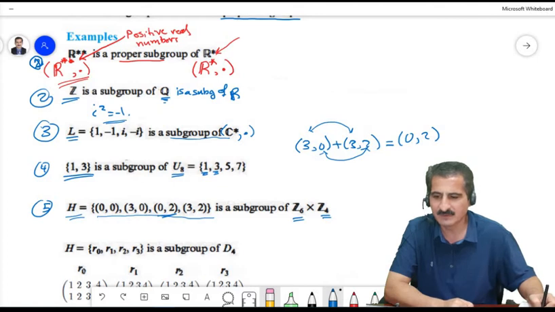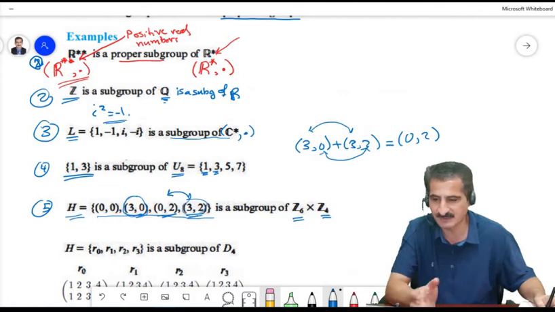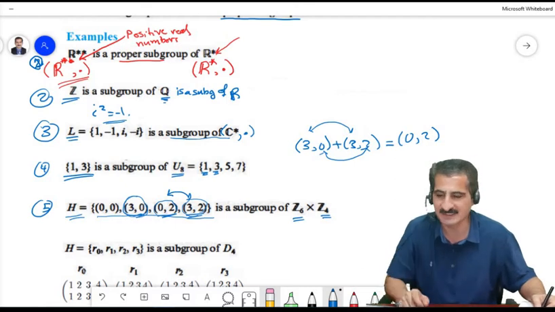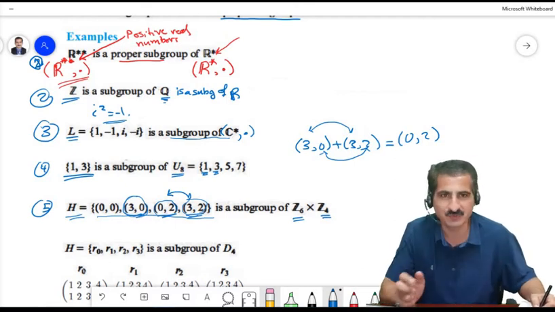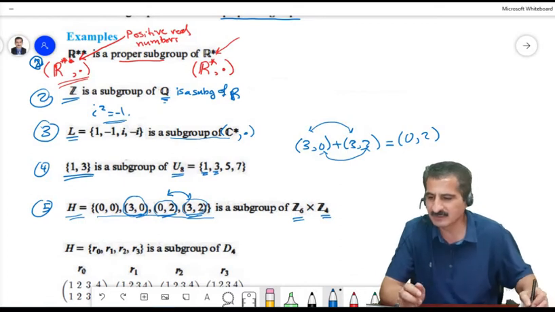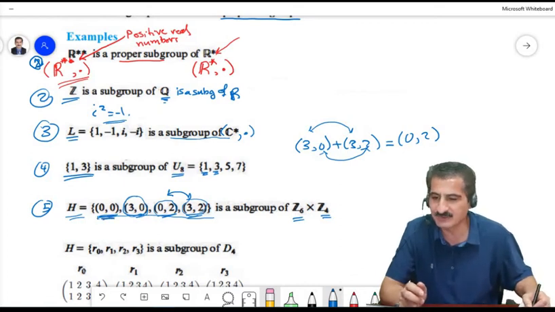Now, if you add these two ordered pairs together, you will get (3, 0). It is this one. If you add this to itself, you get (0, 0). So the inverse of this element here is itself. And what if we add this to itself? We get (0, 0). So the inverse of this ordered pair is itself. And same thing for that. So the inverse of each one of them exists inside this set. And the addition is closed. And the identity of addition, (0, 0), is there.